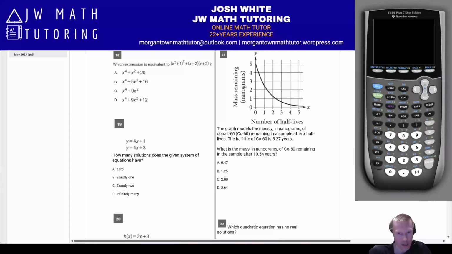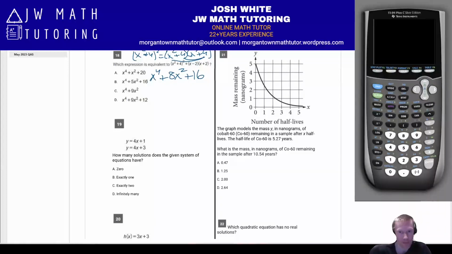Moving on to the next page, we have some polynomial expressions here. So this is basically just foiling out the first parentheses, meaning write it twice, and you're going to get x to the fourth. Now I'm just going to combine them: 4x squared and 4x squared is going to be 8x squared, and then for the last you're going to get 16.